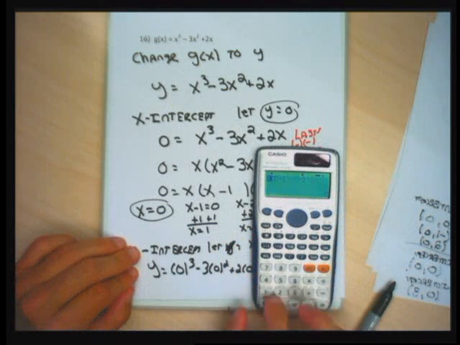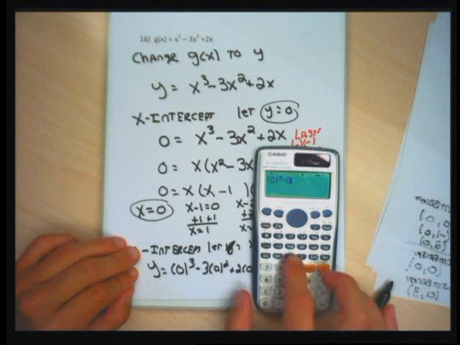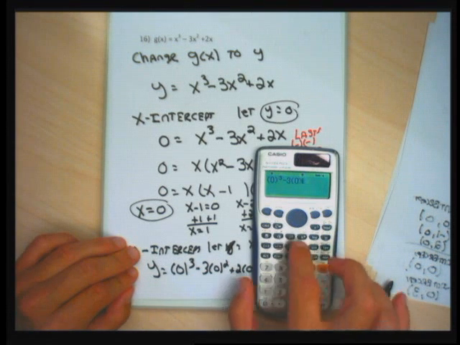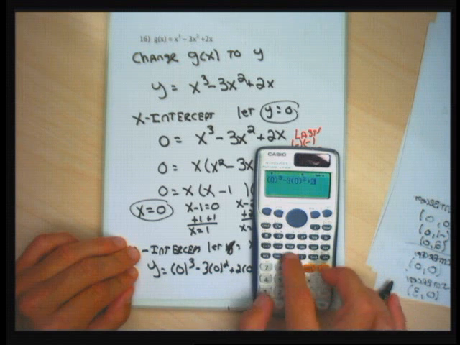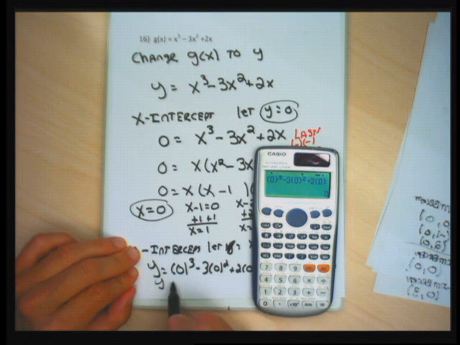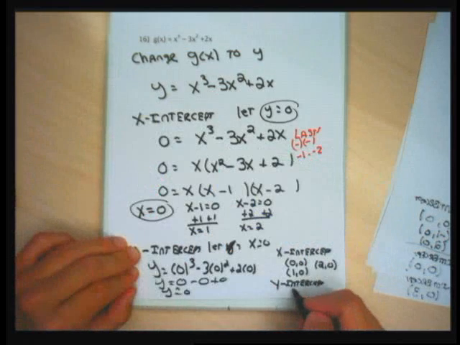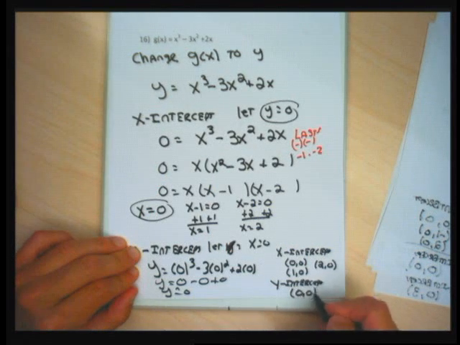You can go parentheses 0 cubed minus 3 times 0 squared plus 2 times 0. And it's going to equal 0. Because this is 0 minus 3 times 0, which is 0, plus 0. So you get 0 for the y value, and the y-intercept is (0, 0).